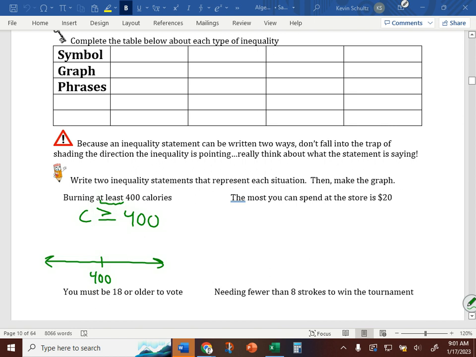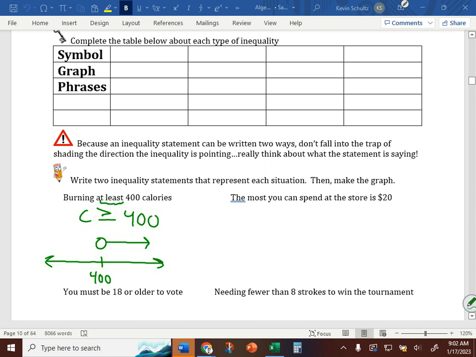Did I put a limit on how many calories I want to burn, like the most I want to burn? No. I just said at least 400. So Paisley said we're going to draw a circle, right? And what I want you to do is point that circle in the direction it needs to be. Where are all of our solutions? The thing with an inequality is that you're going to have an infinite number of solutions.